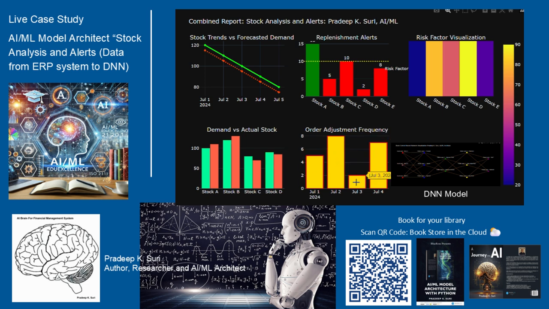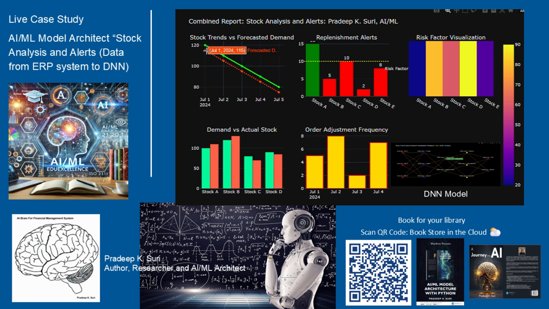Overall, the diagram provides a comprehensive overview of stock performance, demand forecasting, replenishment needs, and risk factors. Section 1, Stock Trends versus Forecasted Demand. Line chart: this chart shows the actual stock levels, green line, and the forecasted demand, red line, for a specific period, likely July 1 to July 5, 2024.